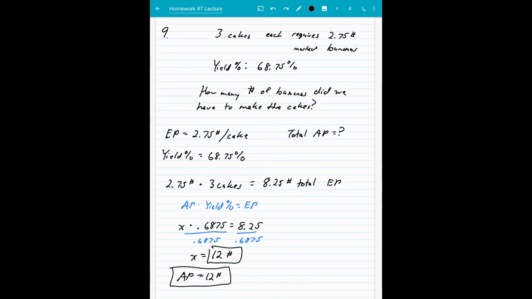Yes, you could figure out what is the AP per cake, hypothetically. If you want to do 12 pounds divided by 3 cakes, that would end up giving you 4 pounds per cake in terms of AP. But it wants to know the total. It doesn't care about each cake, but now you know per cake is 4 pounds. So there's a lot of different information you can find out with each and every one of these problems.